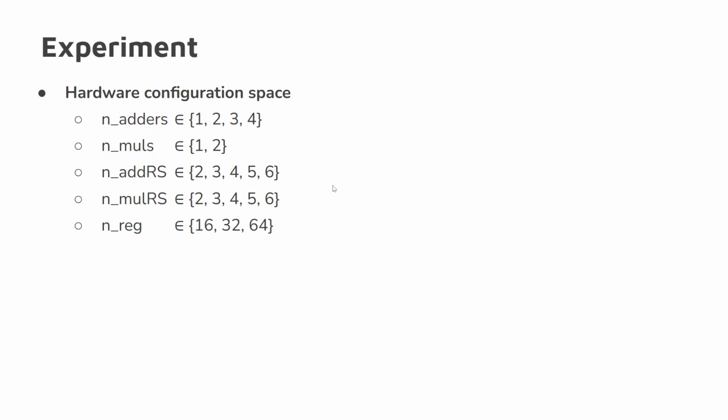So the hardware configuration space, or the whole design space: the number of adders can be between 1 and 4. The number of multiplier functional units is either 1 or 2. These are reasonable values that I've found. And the number of reservation stations for each functional unit is between 2 and 6 for adders and multipliers, and the number of registers, the size of the register file, is either 16, 32, or 64.